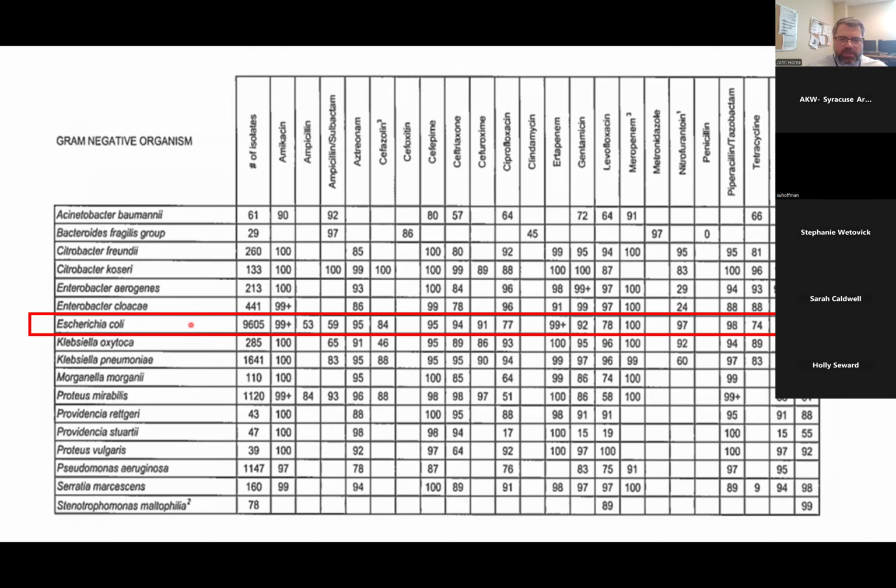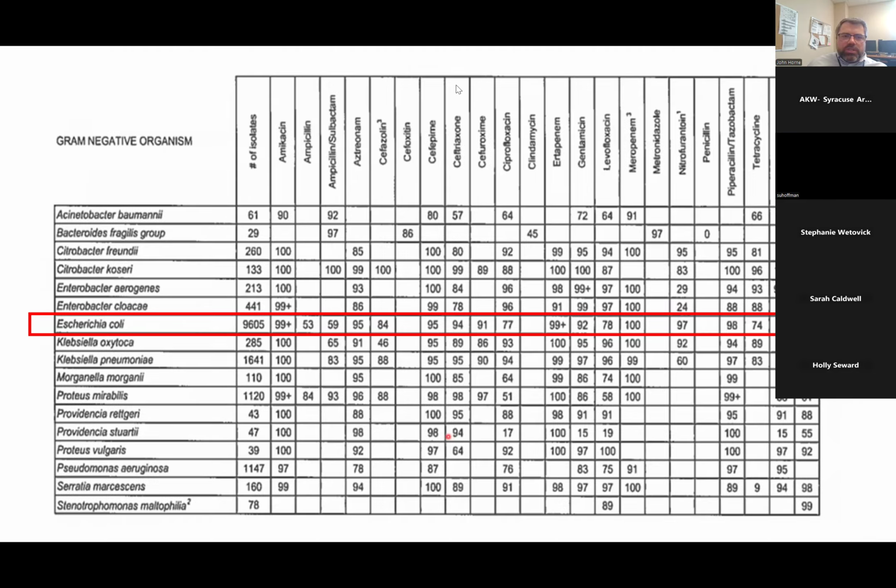So let me see here. The other question would be, and that's if you have the susceptibility report, here's cefazolin. Oh, it's only 84%. But if you have a susceptibility report and it says cefazolin or Keflex would work, then I would use that.